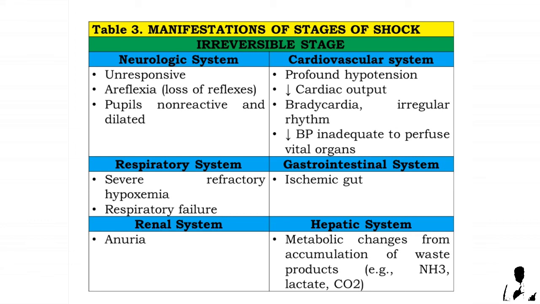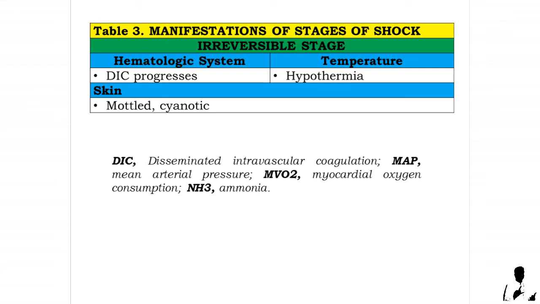Anuria. Hepatic system. Metabolic changes from accumulation of waste products, for instance, ammonia, lactate, and carbon dioxide. Hematologic system. DIC or disseminated intravascular coagulation progresses. Temperature is hypothermia, and skin is mottled and cyanotic.